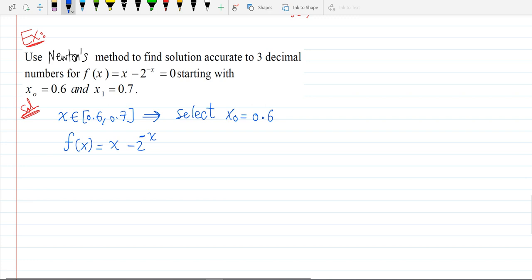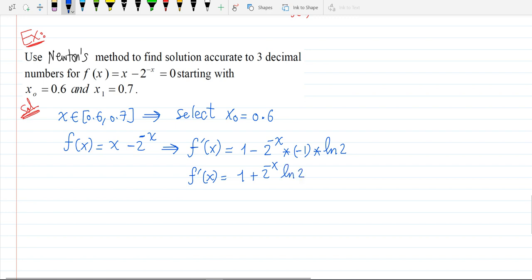From the formula, I have to find first f dash of x, which will be the differentiation of this function with respect to the independent variable x. So it will be 1 minus the same function multiplied by the derivative of the power multiplied by ln of the base. So f dash of x equals 1 plus 2 power negative x ln 2. And since the iteration formula is xn plus 1 equals xn minus f of xn over f dash of xn, I have to substitute in this formula.